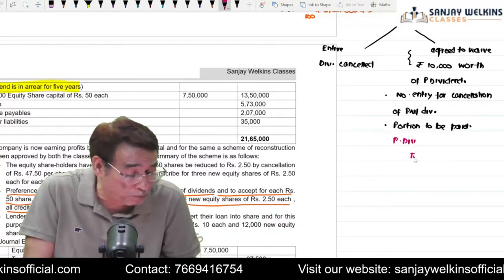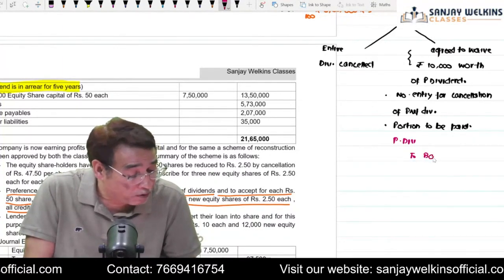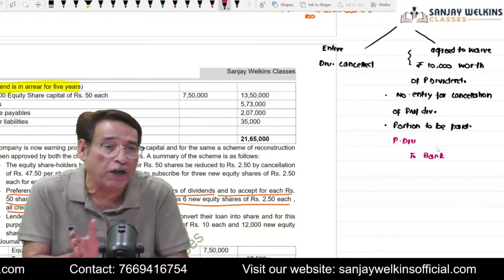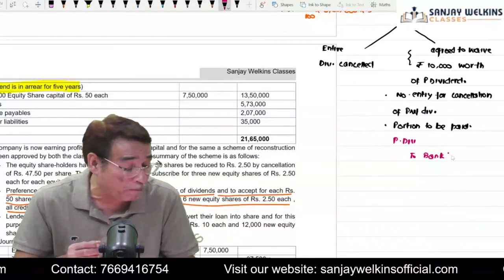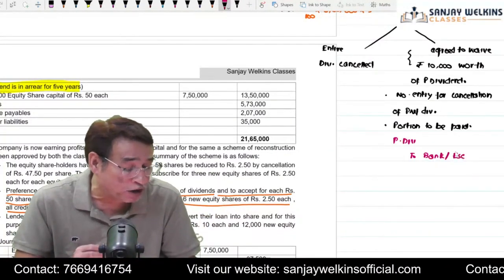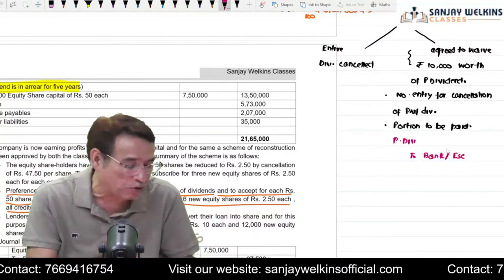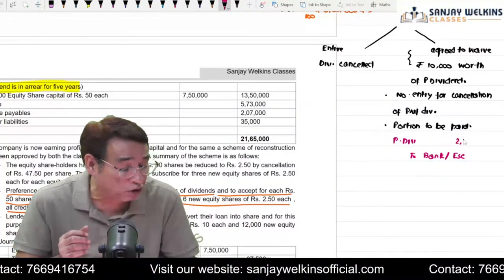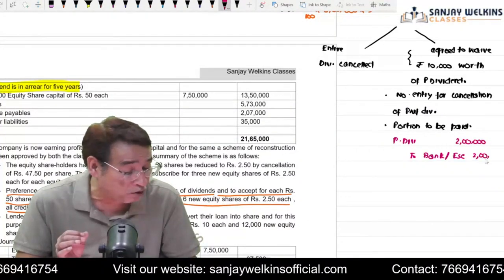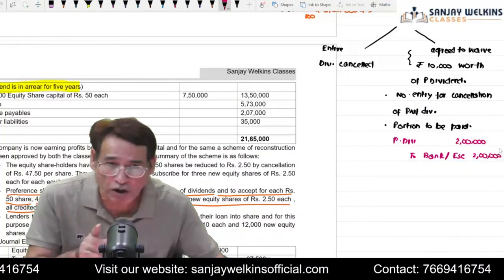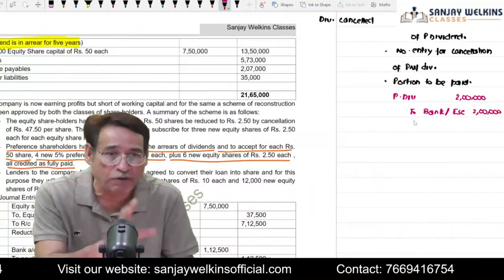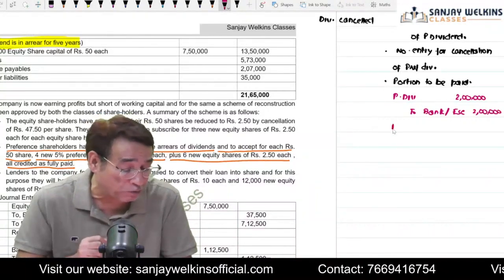Your entry will be like this: preference dividend account debit to bank account. Sometimes it is given in the question that preference dividend has been paid by way of equity shares. In that case, instead of writing to bank, you will write to equity share capital. In whatever form you are paying, you simply credit it. Because you have paid this amount, but it was not a liability, you will have to take it as a loss and write it off.